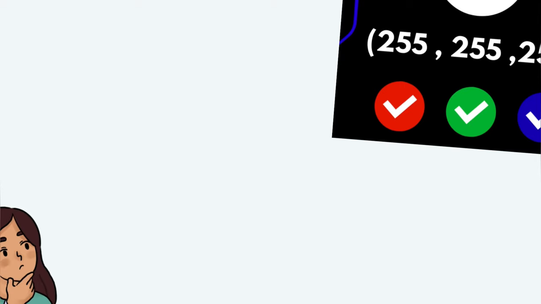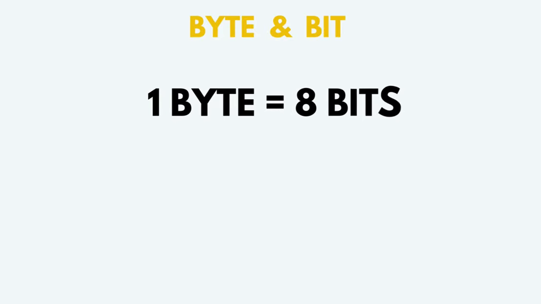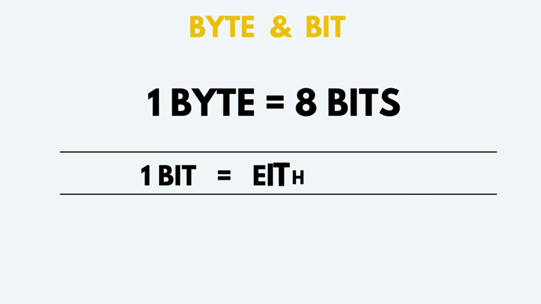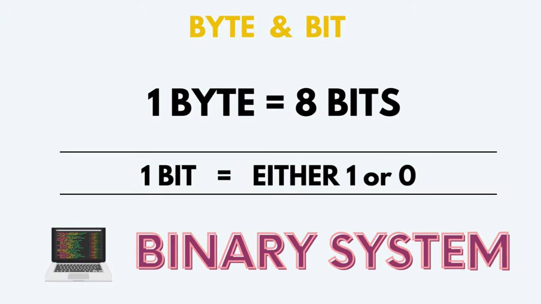But wait, why are the numbers only ranged from 0 to 255? Not greater than this or not lesser than this? For that, you need to understand what a byte and a bit are. So one byte is equal to 8 bits. Each bit can only have two values, that is either 1 or 0. In computer language, this is called the binary system.